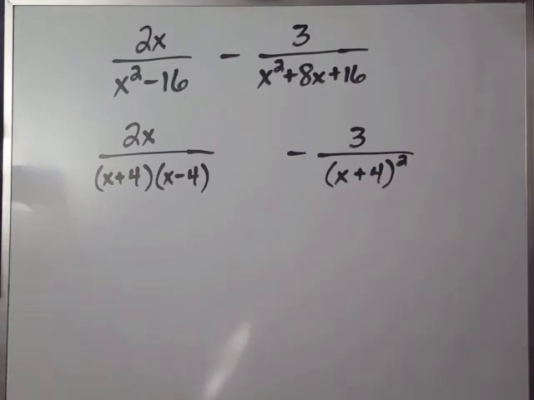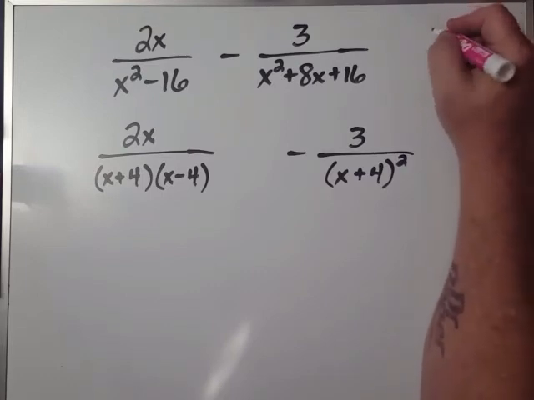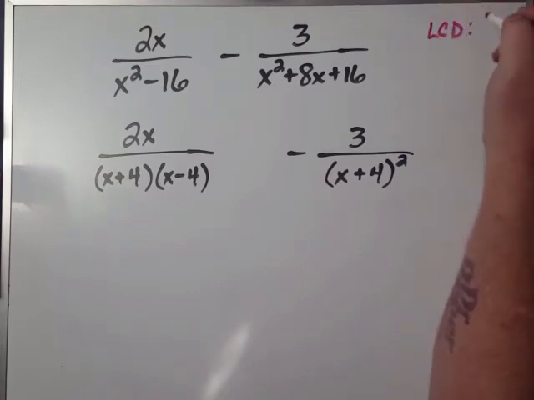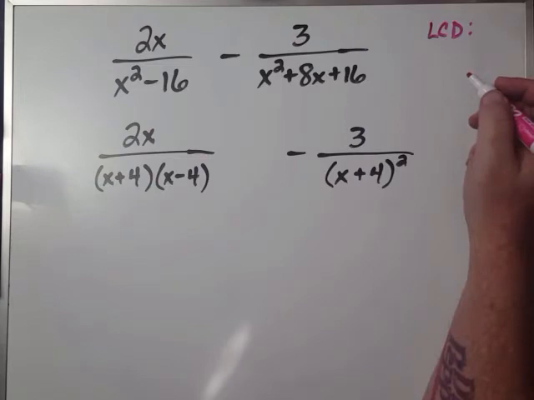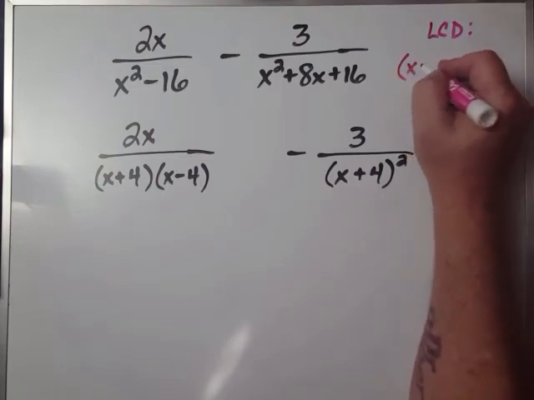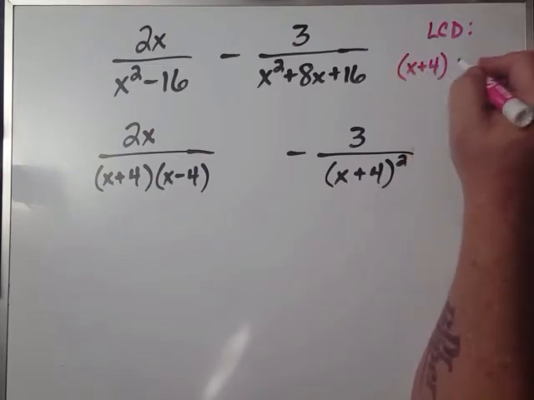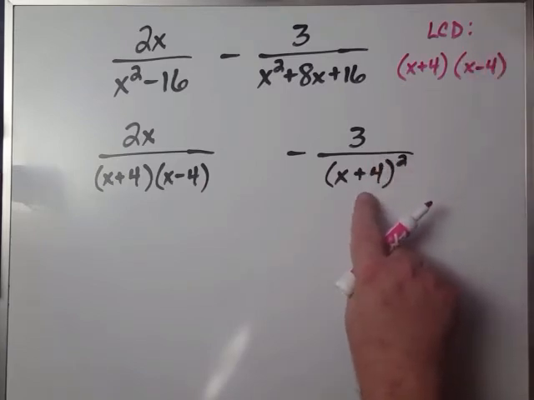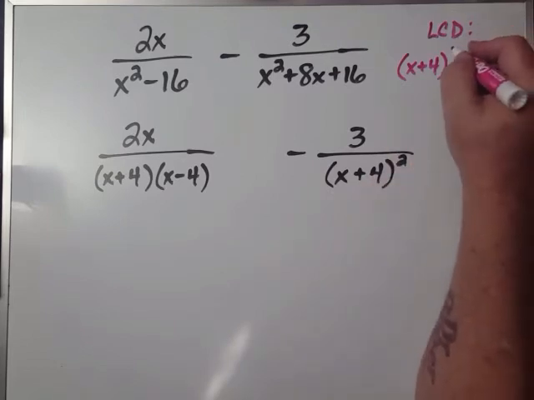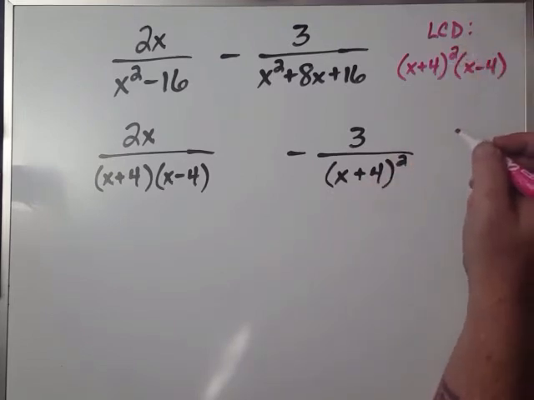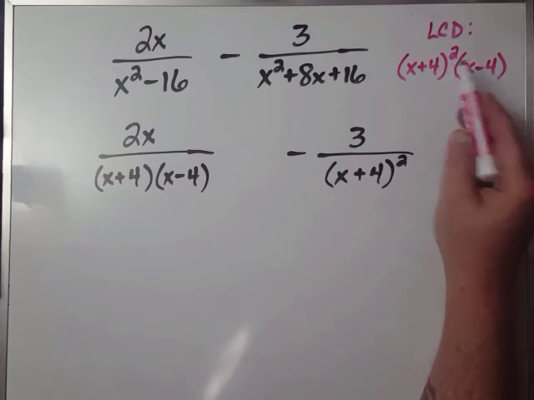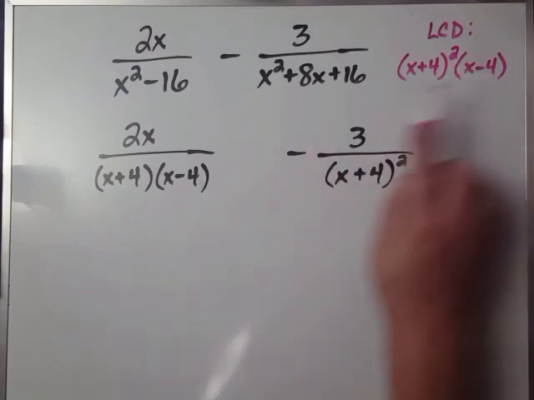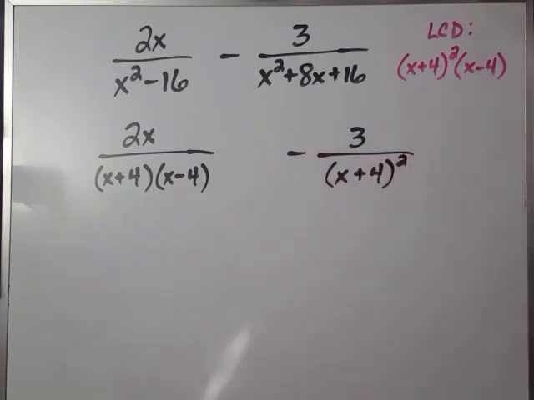So we look for our least common denominator, collecting every different factor I see, the most number of times it appears in any one denominator. I see factors of x plus 4 and x minus 4. X plus 4 appears at most twice in one of these denominators. So x plus 4 quantity squared. And x minus 4 appears no more than once. So here's my common denominator. That's what both of these denominators can be turned into.